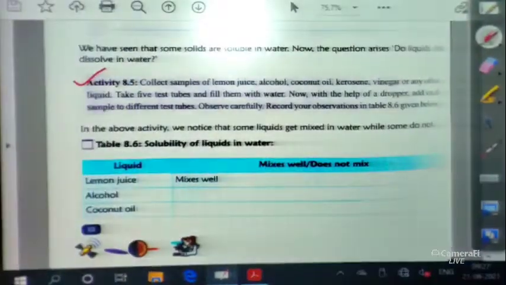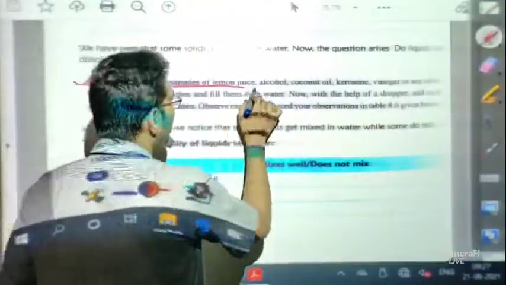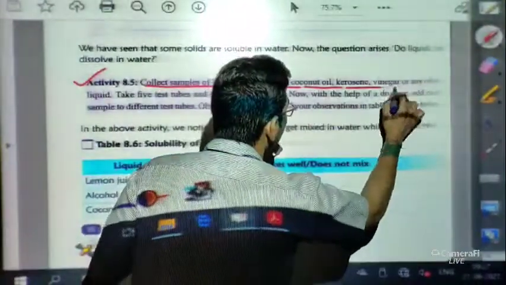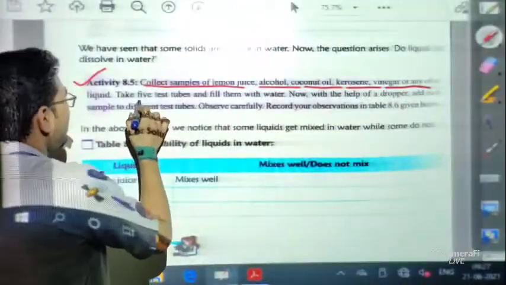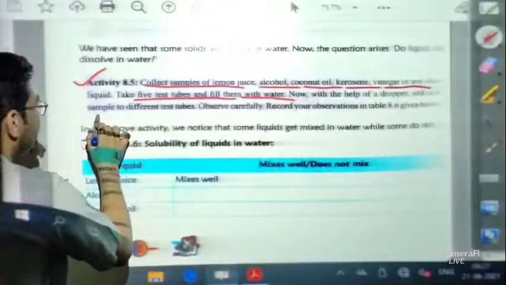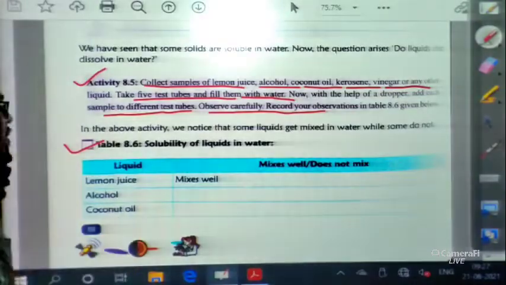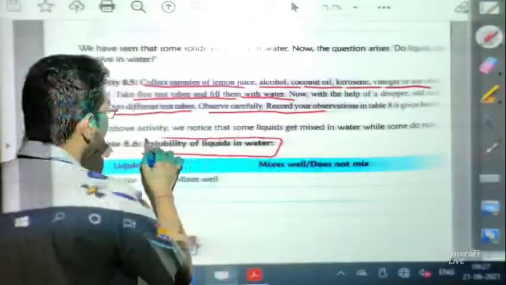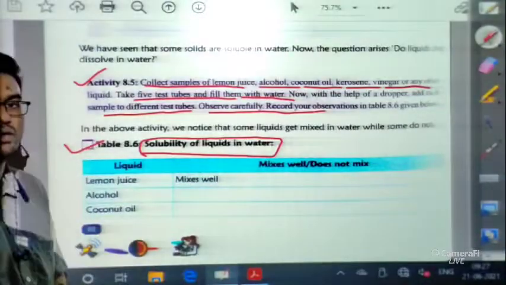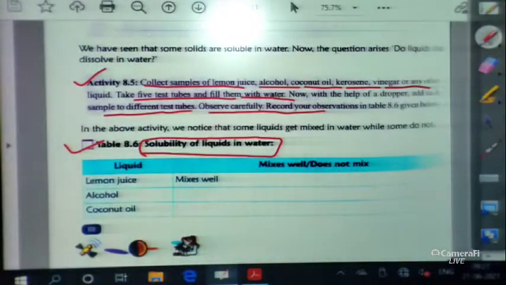So let us discuss activity 8.5. This activity tells us to collect samples of some liquids such as lemon juice, alcohol, coconut oil, kerosene, vinegar or any other liquid, and 5 test tubes. Similarly, just like previously, we take 5 test tubes filled with water. Now with the help of a dropper, add each sample to a different test tube, observe carefully and record your observations. In table 8.6, we want to discuss whether liquids are soluble in water or not. That means we are going to discuss the solubility test of liquids in this chapter.